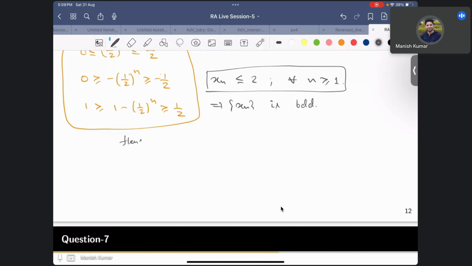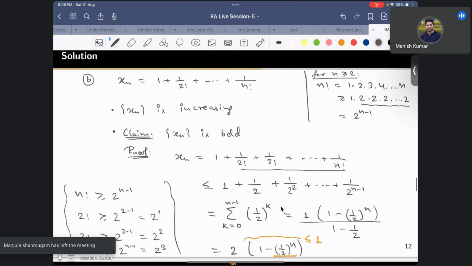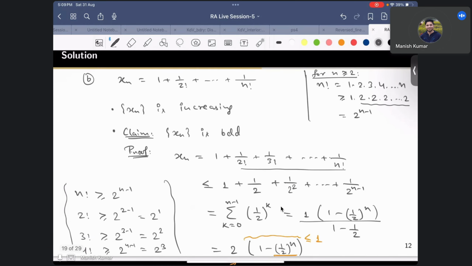Hence xn is a convergent sequence, and this is due to the monotone convergence theorem. Okay, so see what I was telling you earlier, that this factorial thing, if you notice from here, this is the main bound, that n factorial is greater than or equal to 2 raised to the power n minus 1. So you can actually use this fact.